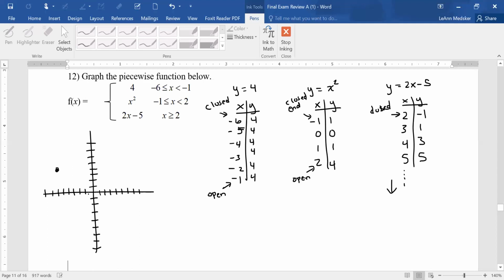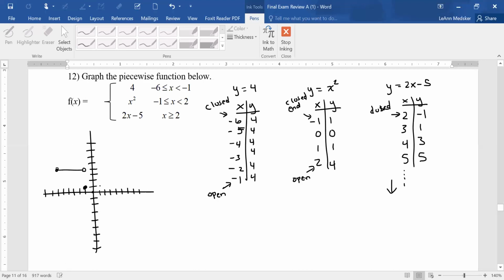And then at -1, there's also an open circle at 4. And remember, everything in between is also at 4. So this is just a horizontal little line. At -1, 1, we have a closed circle. So notice this passes the vertical line test because we don't have 2 points vertically attached since that's open.